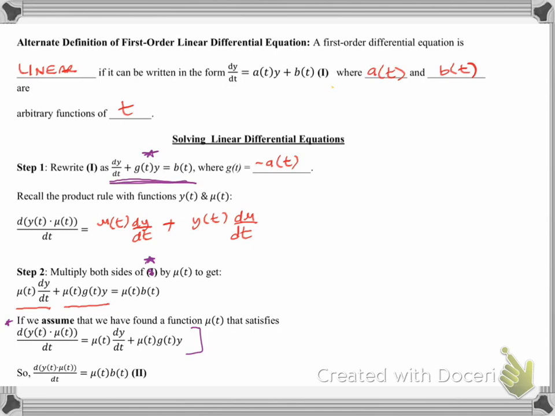Okay, and so if we assume this part here, let me not call it star. So if we assume this, then we can say that d of y of t times mu of t, again looking at that product rule, equals mu of t times b of t, right? And that's all we're doing, is substituting in, instead of writing this, we're substituting in that. Okay, so that's all we did there. And we're going to call that expression 2.